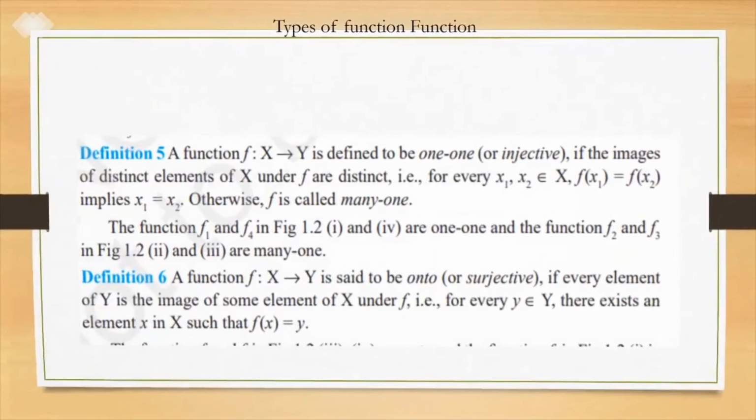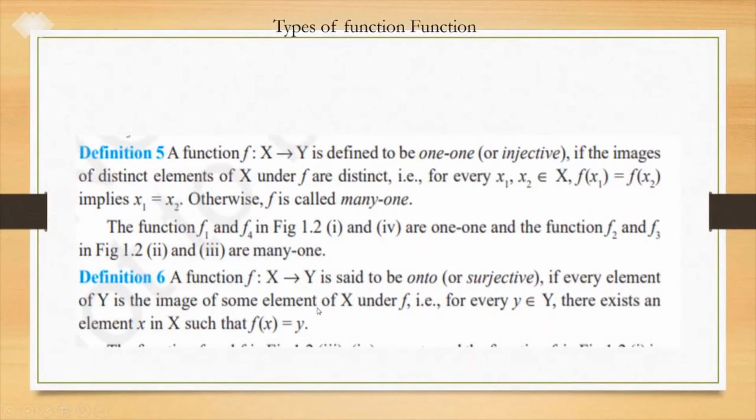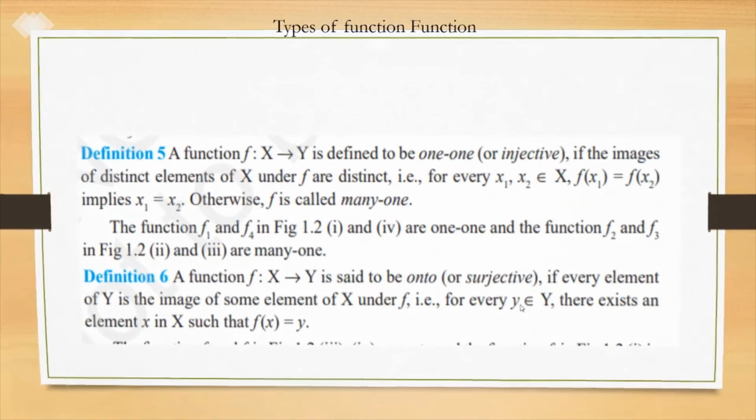Okay. Next is onto function. f from X to Y is said to be onto if every element in Y is the image of some element of X under f. That is, for every y in Y, there exists an element x in X such that f of x equals y. Which means f is said to be onto if every element in Y is the image of some element of X.